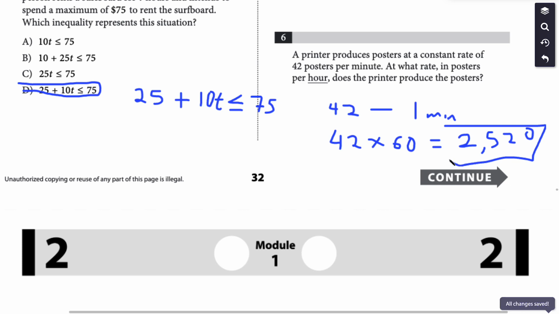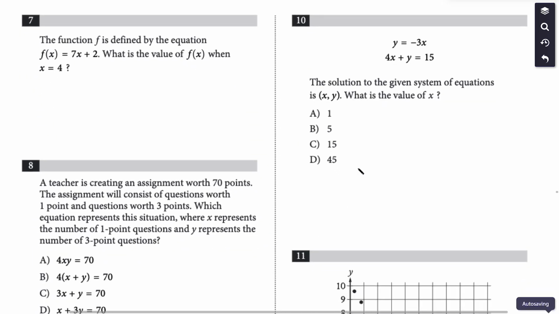This one right here. Number 7 says the function f is defined by the equation f of x is equal to 7x plus 2. What is the value of f of x when x is equal to 4? So we can just rewrite this whole thing, plugging in 4 for x. It is equal to 7 times 4 plus 2, right? So we have it this way.